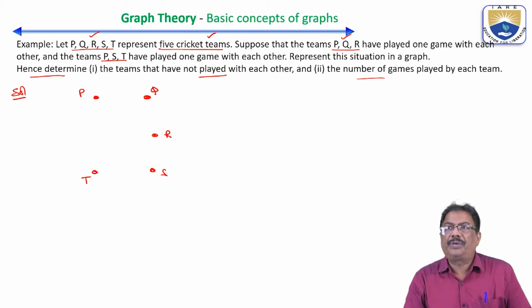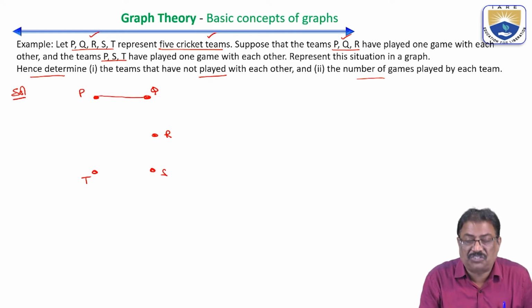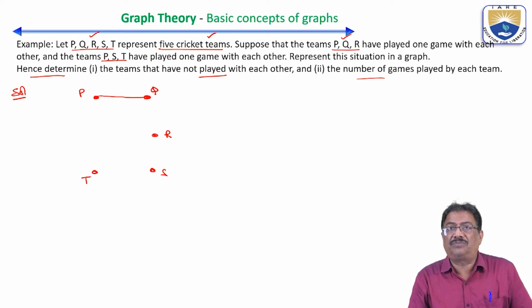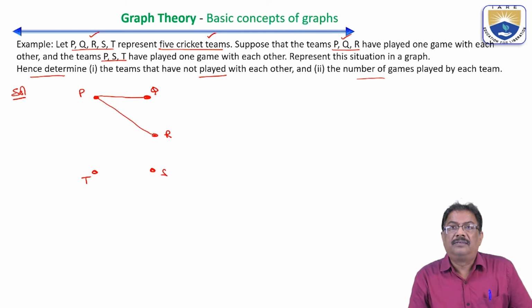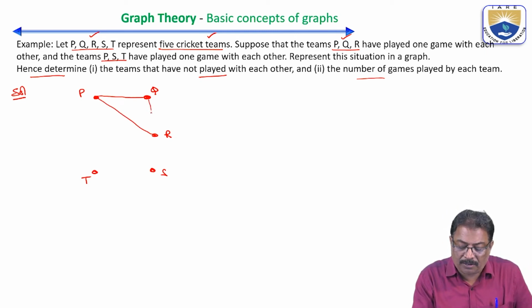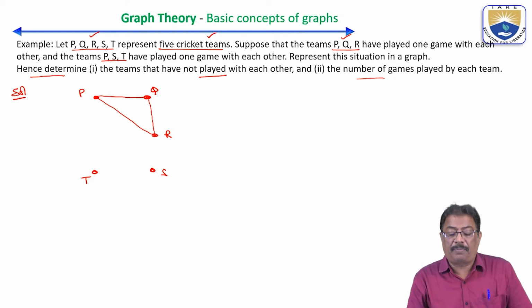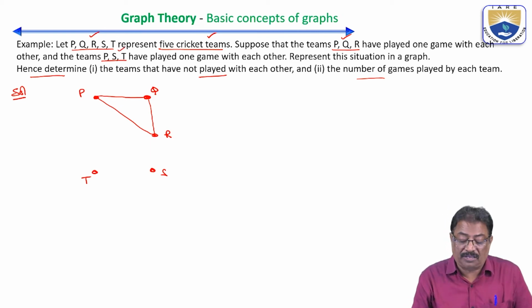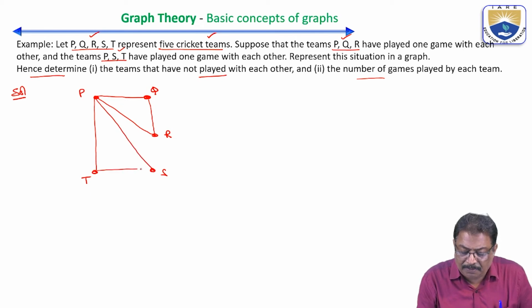Here P, Q, R have played one game with each other. So between P and Q there is one match, between P and R one match, and between Q and R one match. Now P, S, T, the second group, have played one match with each other: P and T played one match, P and S played one match, and T and S played one match.